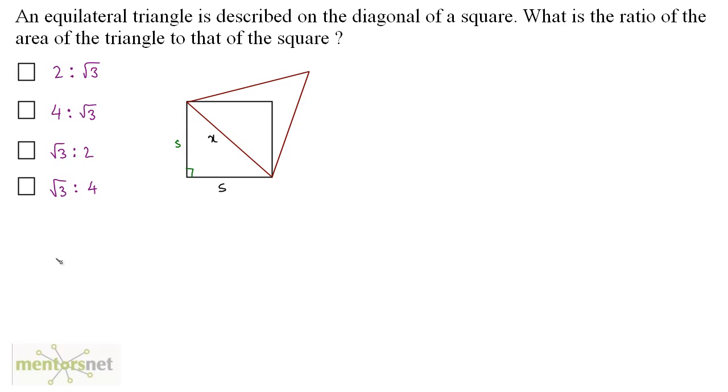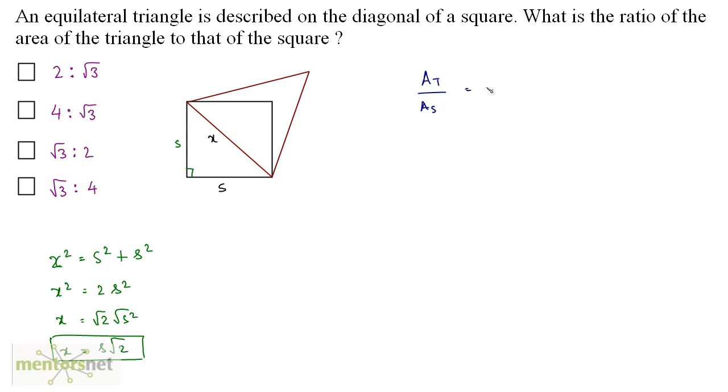So I can write hypotenuse square X square is equals to base square plus height square. So S square plus S square, right? So X square is equals to twice of S square. So therefore X is equals to root 2 root S square. So I can write X as S root 2. Now we have got the value of X. Now let us see what is asked in the question. What is the ratio of the area of the triangle to that of the square? So area of the triangle to that of the area of the square, right?